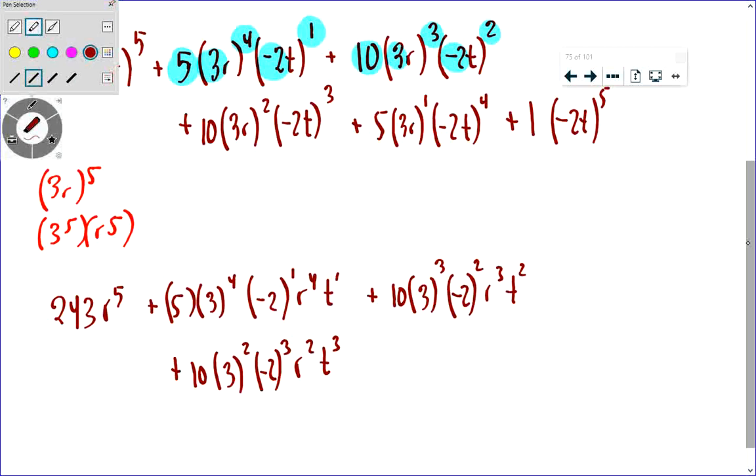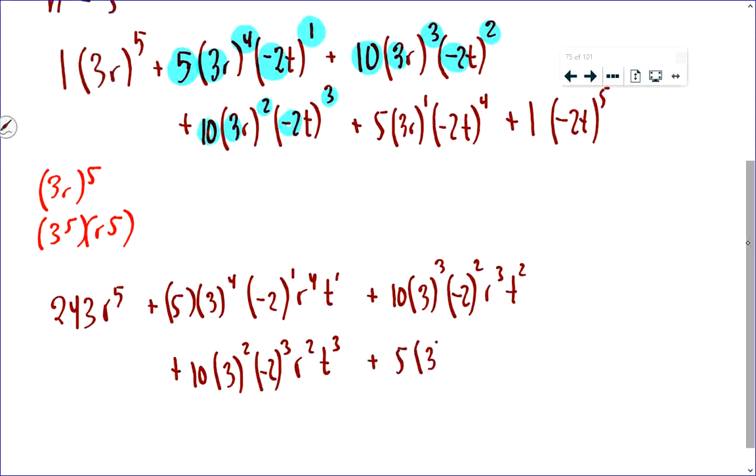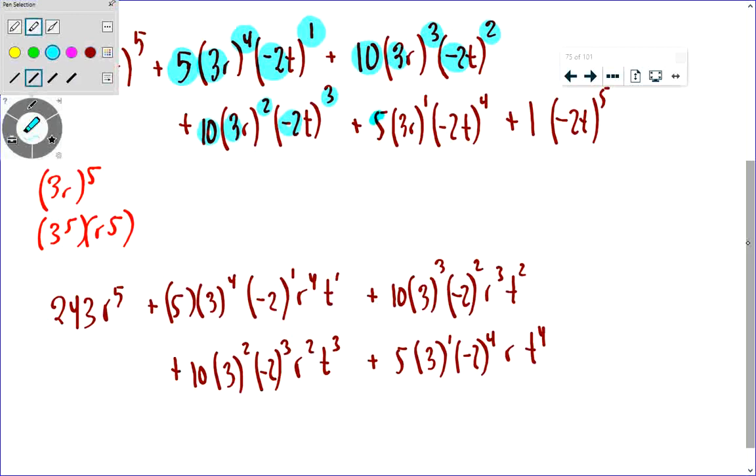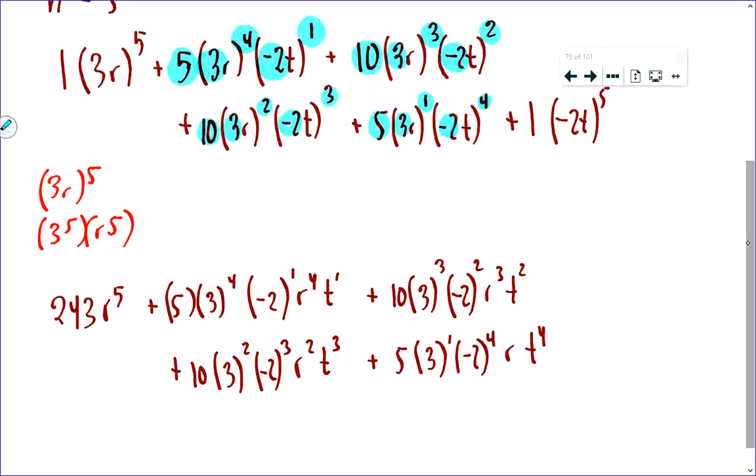Once again, the coefficient is an amalgam of many different pieces. We also have, moving on to the next term, 5, we will have a 3 to the 1, a negative 2 to the 4, and then we have an r and a t to the 4. Once again, the coefficient of that term is going to be what it is because of the 5, the 3 to the 1, and the negative 2 to the 4. And finally, we have negative 2 to the 5, and then t to the 5.